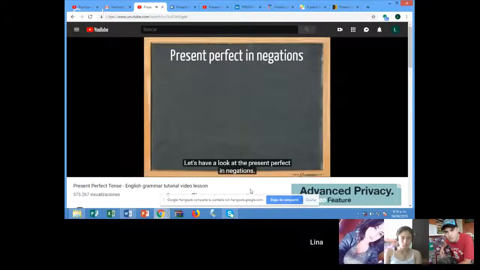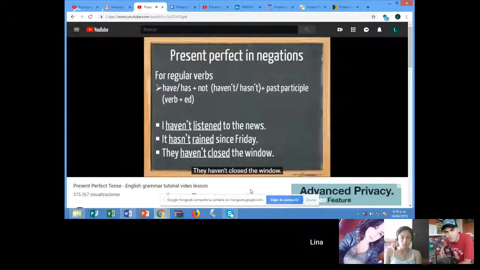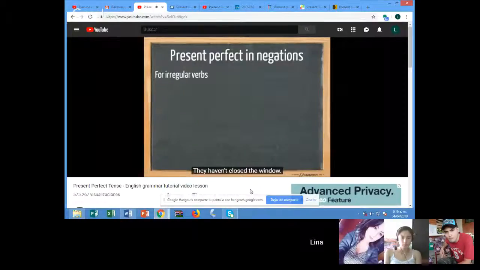Let's have a look at the present perfect in negations. For the regular verbs, again the auxiliary verb to have, and we add not, contracting it into haven't or hasn't, and the past participle. I haven't listened. It hasn't rained since. They haven't closed the.